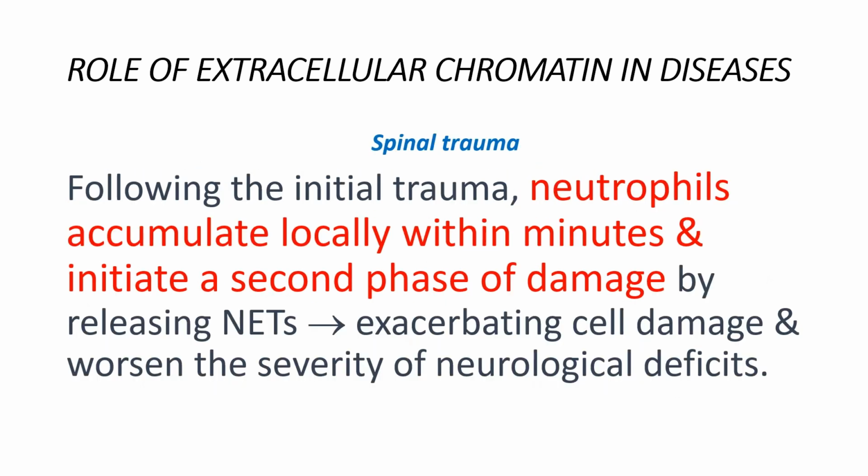As regards the role of extracellular chromatin in spinal trauma, the pathophysiology of traumatic spinal cord injury involves two distinct phases. The primary phase involves the mechanical injury that damages axons, neuronal cells, glial cells, and the blood-brain barrier. Following this initial trauma, neutrophils accumulate locally within minutes and initiate a secondary phase of damage by releasing NETs. This exacerbates cell damage and worsens the severity of neurological deficits. Secondary injuries associated with traumatic spinal cord injury include vascular damage, disturbed hemostasis, edema formation, and inflammation.